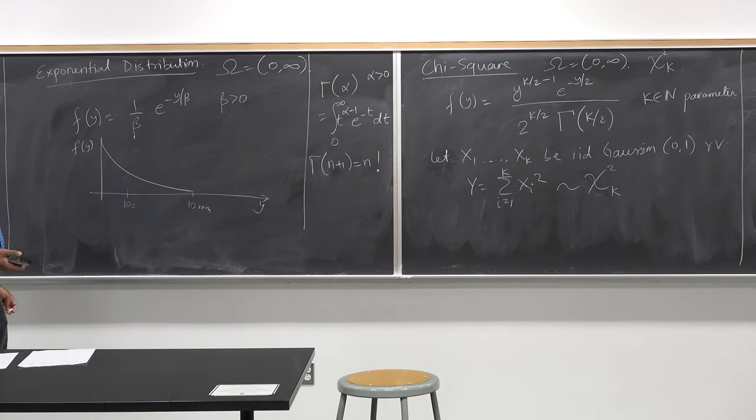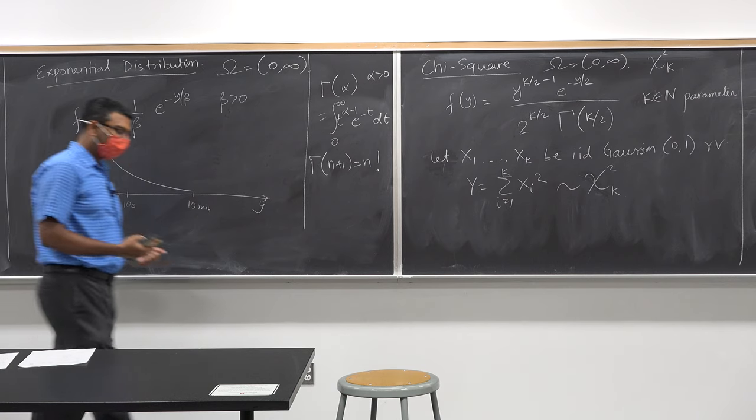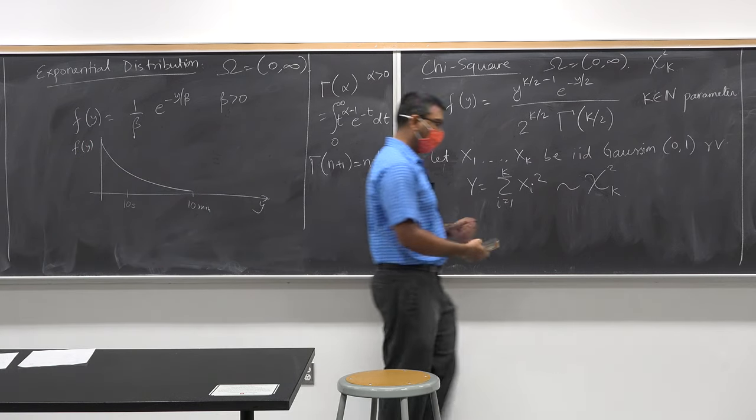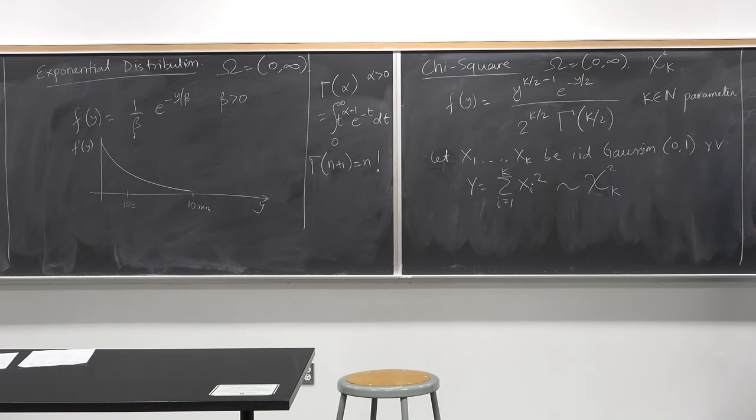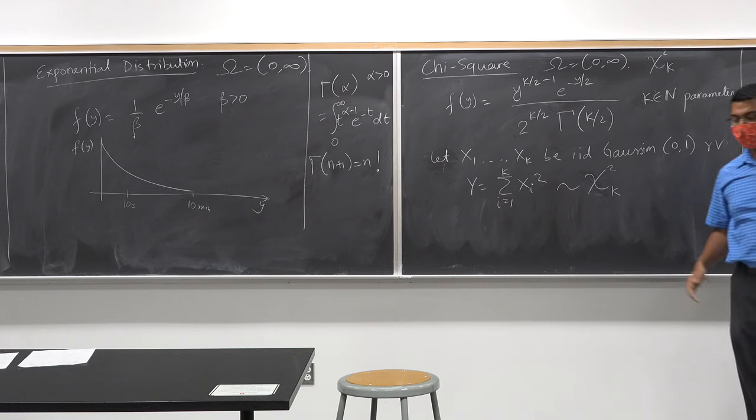Now the next topic that I want to talk about is joint distribution. So you have two random variables and you want to understand their joint properties. Consider the following situation. We have this room, and there is a classroom right next to this classroom on the left side, and there is one classroom on the right side.